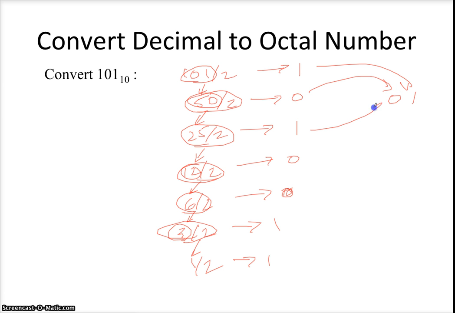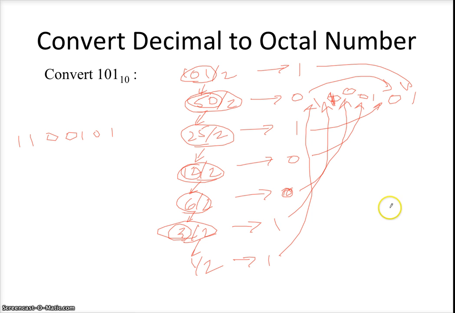Writing the remainders down, we'll have 1, 0, 1, 0, 0, 0, 1, 1. So the result, rewritten from the last remainder, is 1, 1, 0, 0, 1, 0, 1. Let me confirm this on the calculator just to make sure the numbers work out. 101 decimal converted to binary is 1100101 for sure.